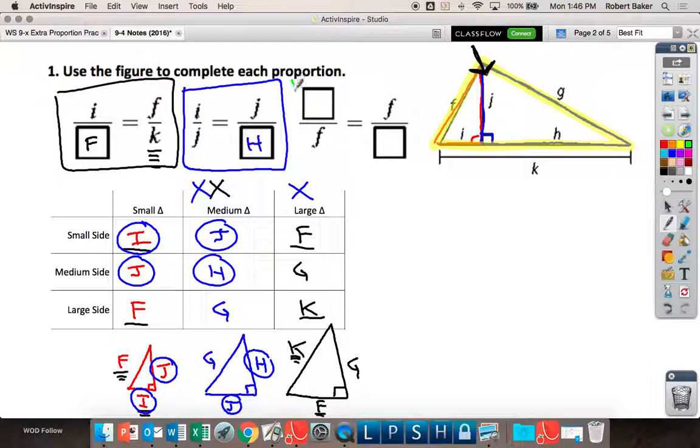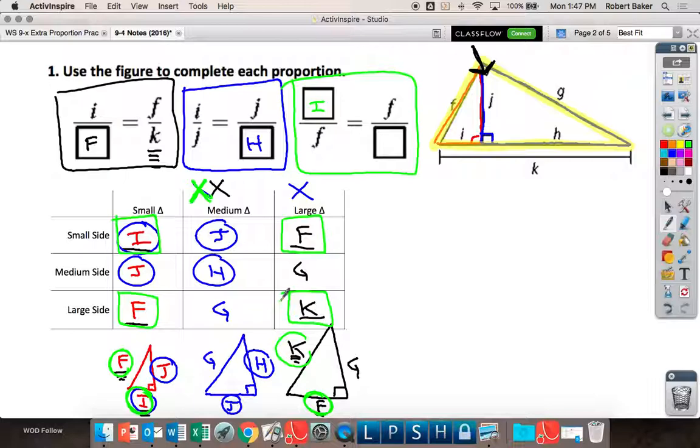All right, let's try our last one, which is something over F and F over something. Uh-oh. Well, they are using what letter? F. They are using F. And there is definitely one that does not have an F in it. So they said something over F and F over something. So I'm using the small sides and the large sides. So I can do I over F. That's I over F. And then I have something over F. And what corresponds to the F? K. So I did I over F and F over K.